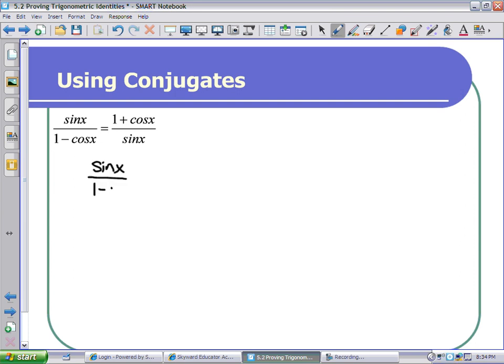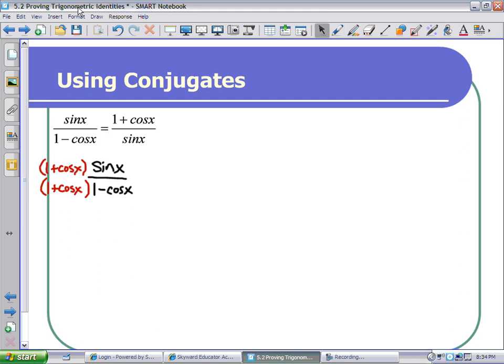over 1 minus cosine x, in order for me to separate this out into two fractions, the denominator has to be a single term. So if we look to get it to be a single term, we can do so by multiplying it by its conjugate, which is 1 plus cosine x. They look the same, but their signs in the middle are opposites of each other. If I multiply the denominator, that means I also have to multiply the numerator.